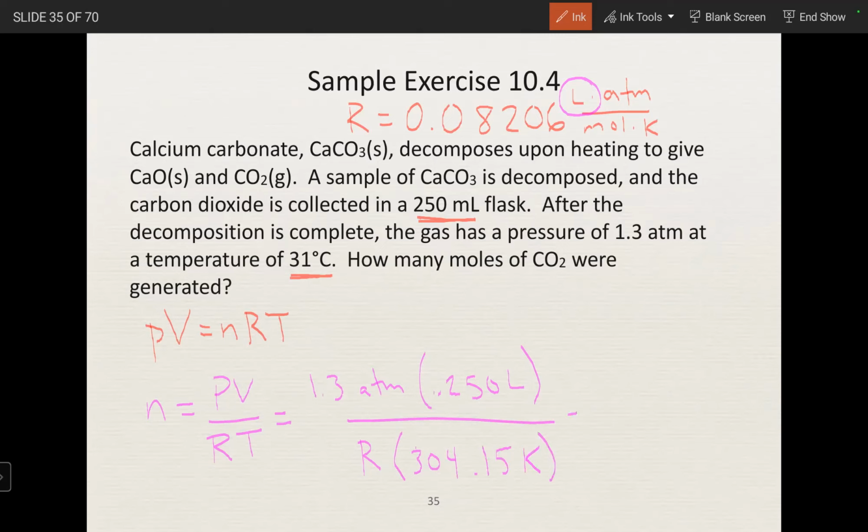And then when we go and actually solve for that, we've only got 2 sig figs in these values given. So 250 milliliters only has 2, 1.3 and 31 also only have 2. So we'll only want 2 in our final value. So that means we'll round it to 0.013. Again, that will be moles since we're solving for n there.